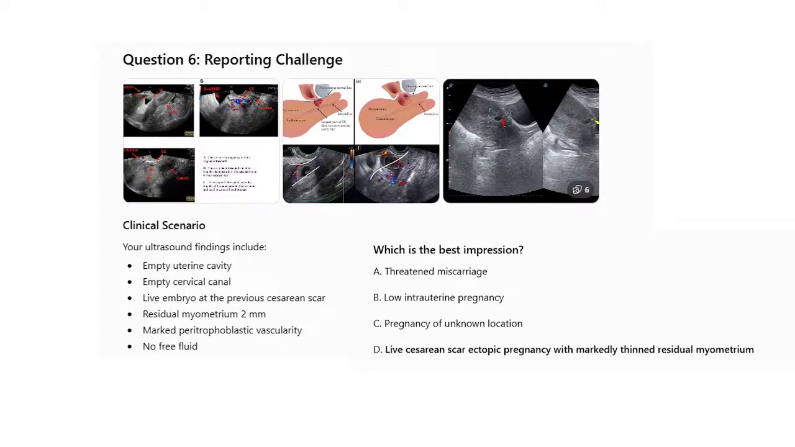Clinical scenario, your ultrasound findings include empty uterine cavity, empty cervical canal, live embryo in the previous cesarean scar, residual myometrium 2 millimeters, marked peri-trophoblastic vascularity, no free fluid. Which is the best interpretation? Threatened miscarriage, low intrauterine pregnancy, pregnancy of unknown location, live cesarean scar ectopic pregnancy, marked thinned residual myometrium.